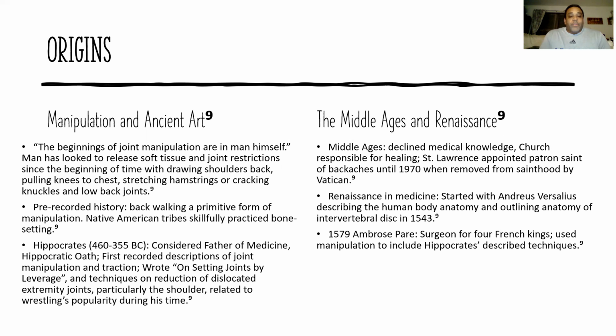One of his writings was on setting joints by leverage, and he wrote several papers on techniques on reducing dislocations, mostly on shoulders, mainly because back in his time, wrestling was a really popular sport, and the most common injury seen in that time with wrestling was dislocations of the glenohumeral joint. So a lot of his writings were on reducing those kinds of injuries.